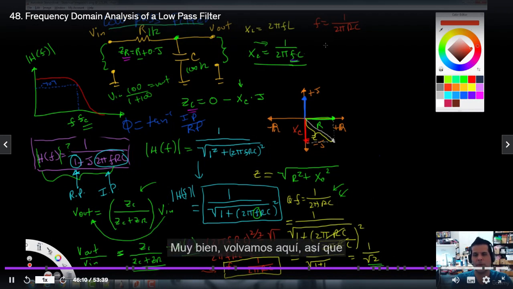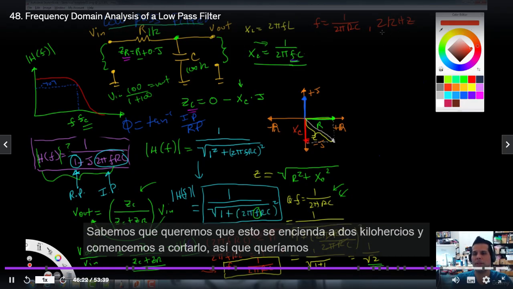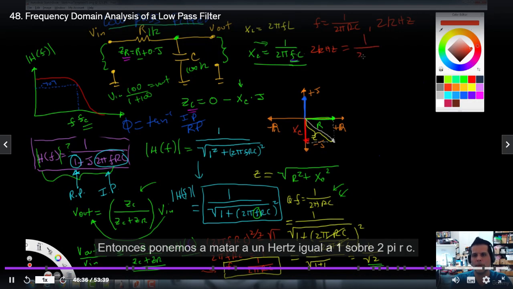All right, so let's go back here. We know that our cutoff frequency formula is this for this low-pass filter design. We want this thing to turn on at 2 kilohertz and start cutting off. So we want it to pass everything from DC to 2 kilohertz and start turning on. Okay, so we put 2 kilohertz equals 1 over 2 pi RC.